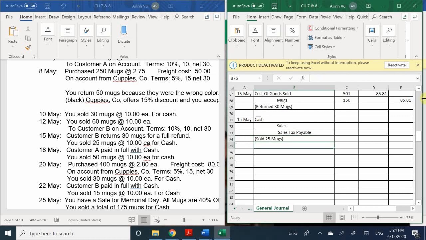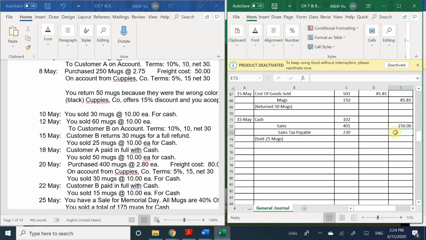So what account is cash? Cash should be 102. And then my sales is 401, 230. Okay. So from here, we know that we sold 25 mugs. How much was it for? $10 each. So I should get 250.